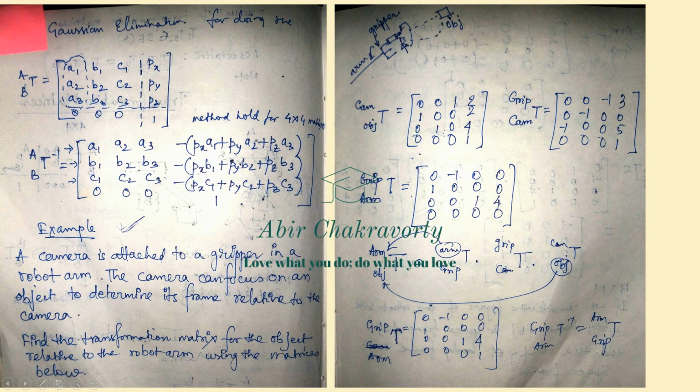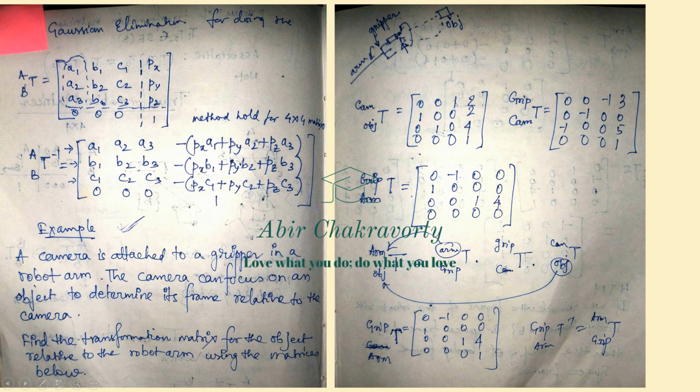Now we see the solution, how it is done. First of all, before doing the transformation matrix, I would like to introduce you to finding the inverse of a 4x4 matrix with the help of Gaussian elimination. So the transformation matrix A T B is given as A1 B1 C1, A2 B2 C2, A3 B3 C3 with the linear translation part as Px Py Pz, and we have the perspective matrix as 0 and the scaling matrix as 1.